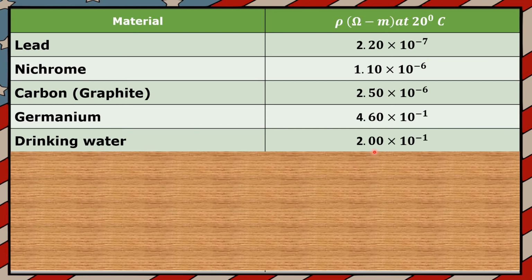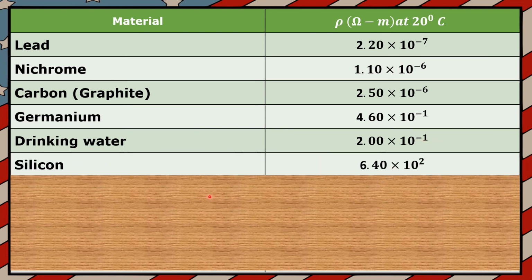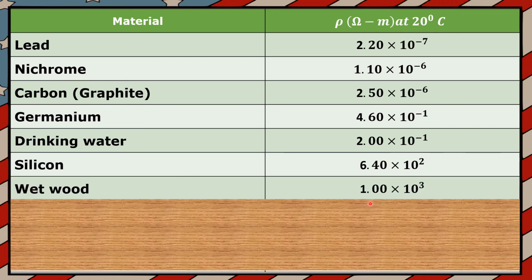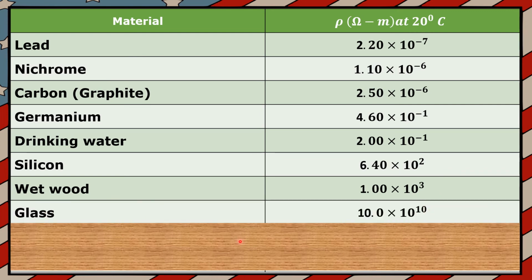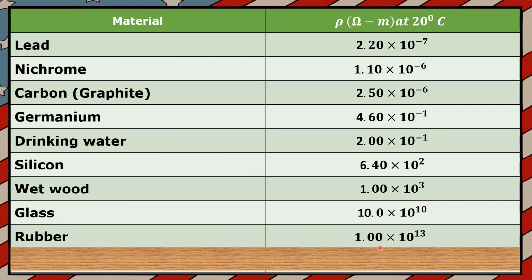Drinking water 2.00 into 10 to the power of minus 1. Silicon 6.40 into 10 to the power of 2. Resistivity is gradually increasing. When the resistivity increases, it offers more resistance. Wet wood 1 into 10 to the power of 3, glass 10.0 into 10 to the power of 10, rubber 1.0 into 10 to the power of 13. That is, the resistivity of these materials is very high. Hence, they are the insulators. They do not allow the current to pass through them.